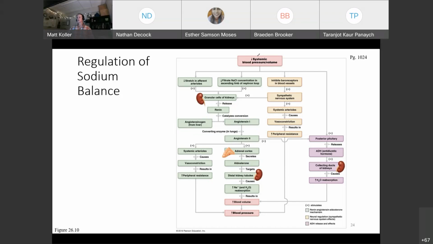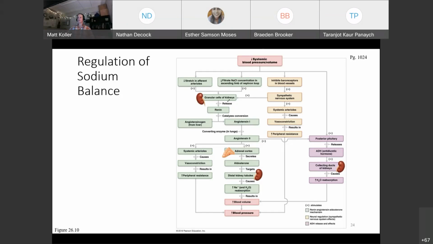We see it start at the top again, a decrease in blood pressure or volume. It inhibits the baroreceptors and has an effect on the sympathetic nervous system and on the arterioles. They constrict, which increases resistance, because if the blood vessels close, there is more resistance to the heart pumping, which increases blood pressure. Again, in the middle and to the left, it decreases the concentration of sodium chloride in the kidneys and decreases stretch in the arterioles. So this is from a decrease in blood pressure.